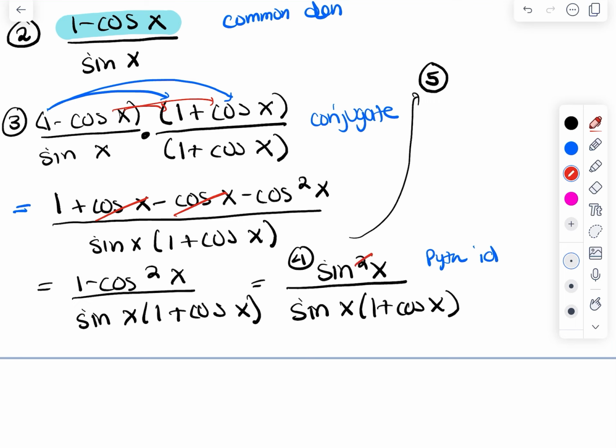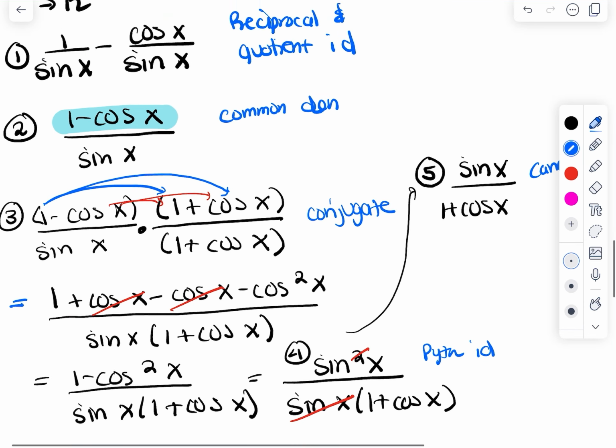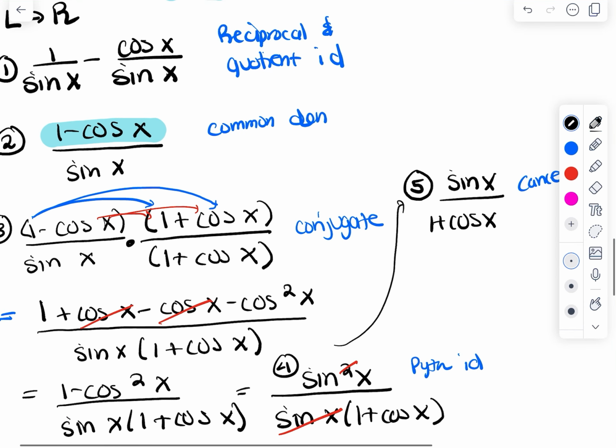You can cancel one of these with one of these. And so at the top, I have a single sine left. And at the bottom, I have 1 plus cosine x. And what I did here, honestly, is just to cancel. But that's exactly where I wanted to get to. That was it. Sine x over 1 plus cosine x. Yay. So it's done.